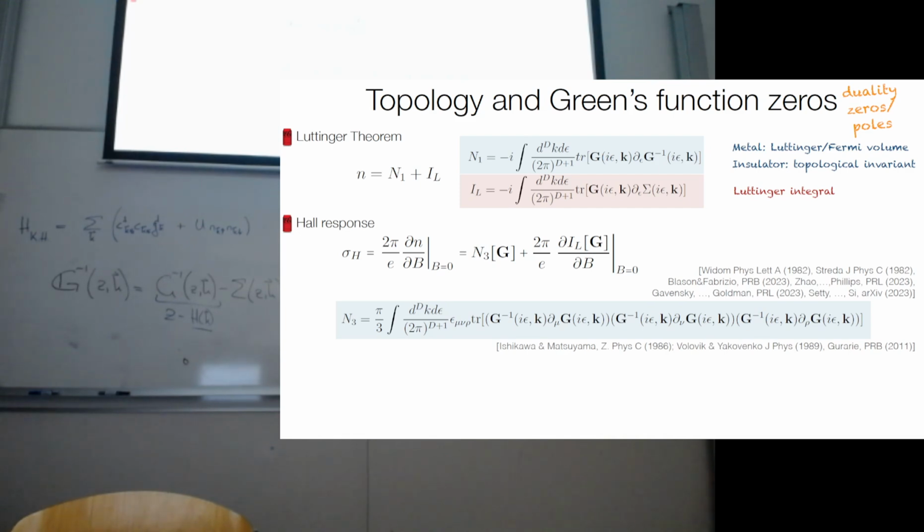This depends on the direction of the field. Let's take for simplicity a 2-dimensional system. So D equals 2. Then this is just mu, nu, and rho cycling over kx, ky, and epsilon. Again, you see the duality between zeros and poles. Actually, I should say that this formula was first written in a paper by Ishikawa and Matsuyama, but mostly I knew it, and I think most of the community knew it, from works by Volovik.